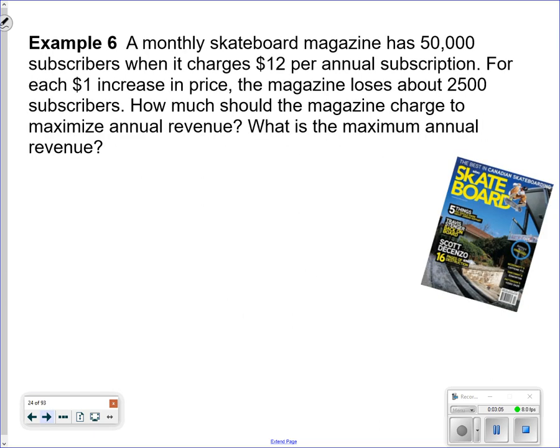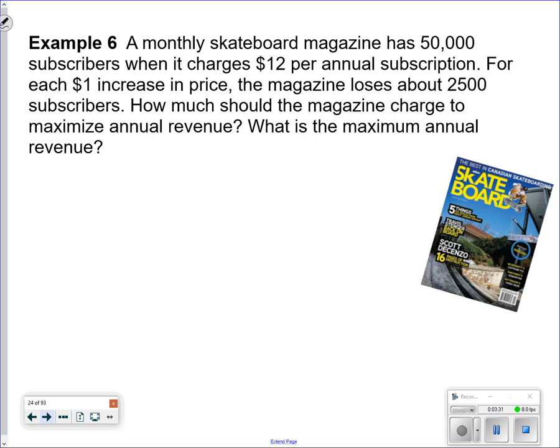A monthly skateboarding magazine has 50,000 subscribers when it charges $12 per annual subscription. For each $1 increase in price, the magazine loses about 2,500 subscribers. How much should the magazine charge to maximize the annual revenue? This is a great question. This is a question that will be on your quiz. This is a question that will be on your test, and I believe there is one on your homework assignment.